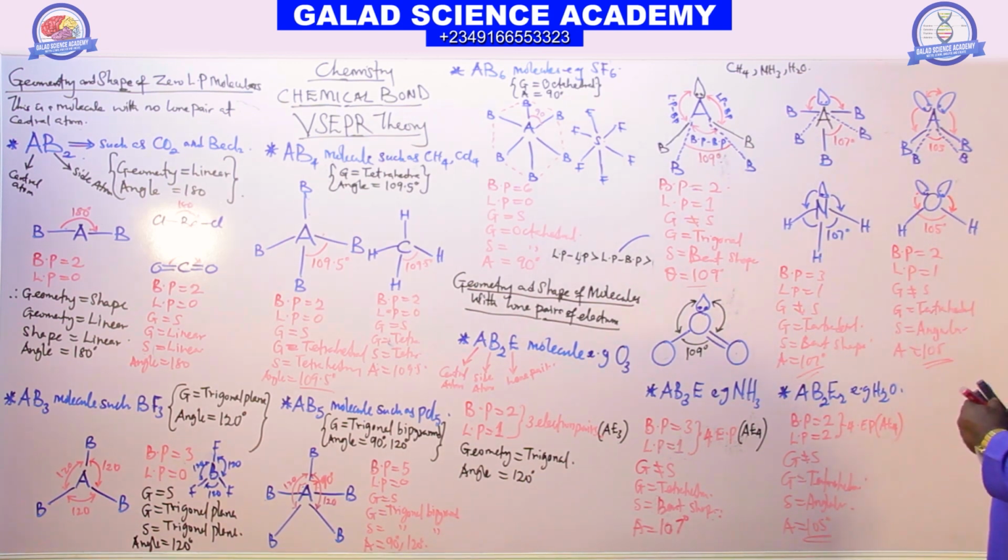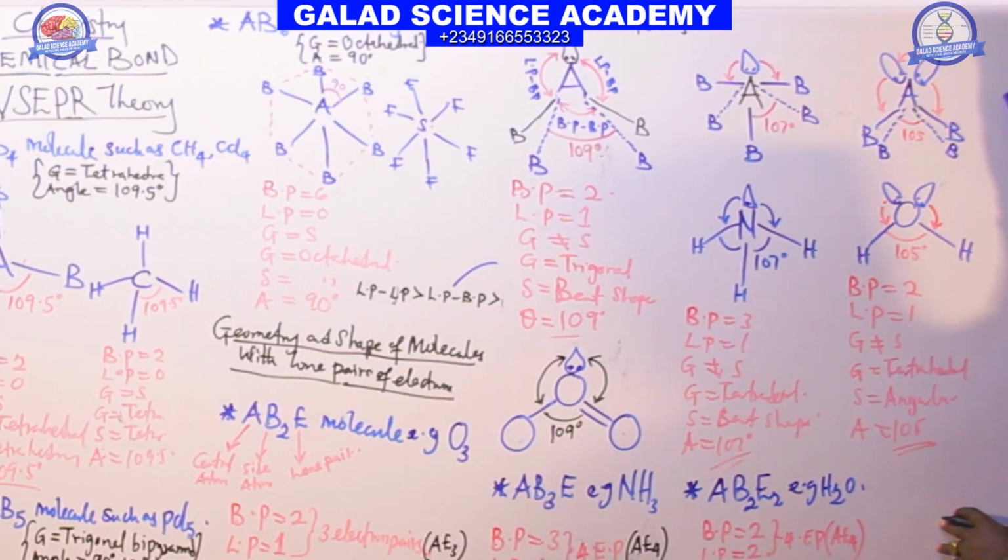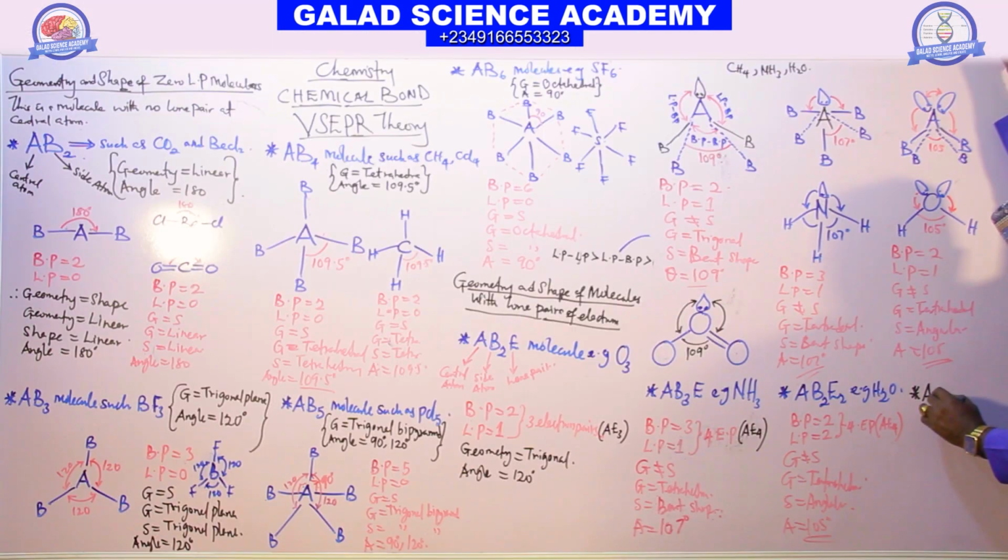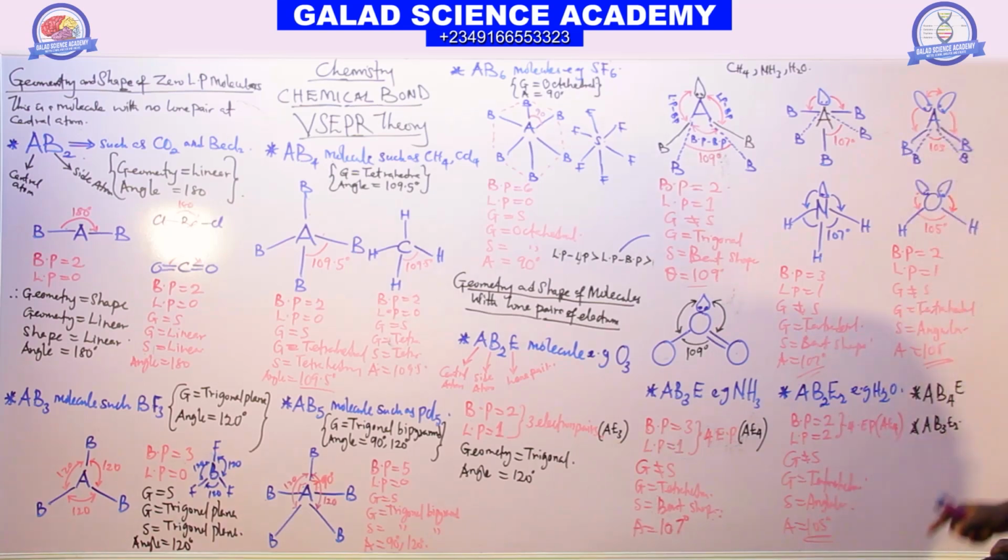So please, you can help me to try for a molecule of AB4E and AB3E2. If you add this together, it will give you 5. Automatically, the geometry for this one, for the 5, will be trigonal bipyramidal. So what will be the shape? The shape for this one we call seesaw, and the shape for this one we call T shape. So go and try that one.